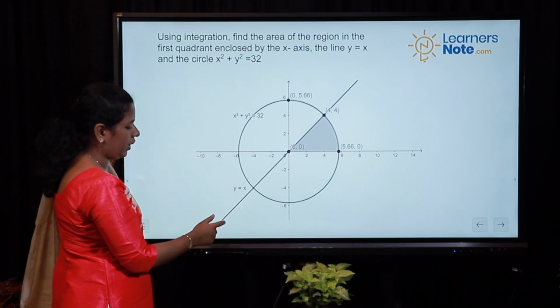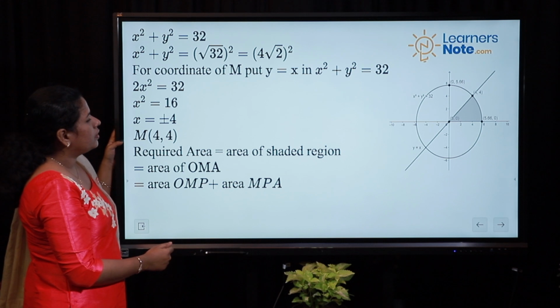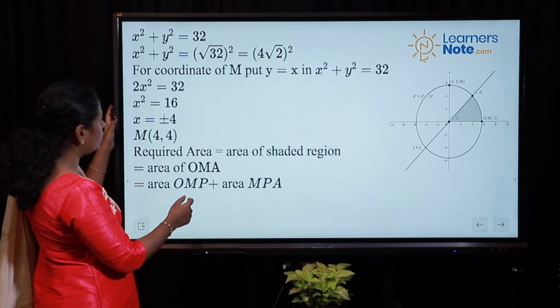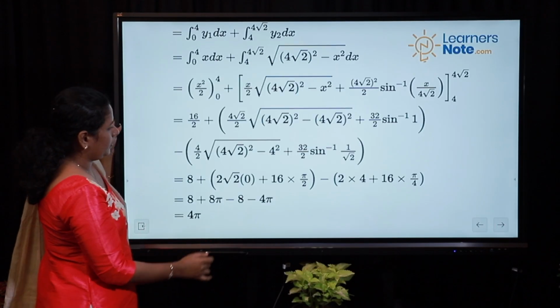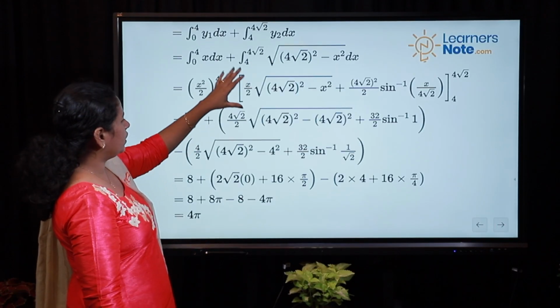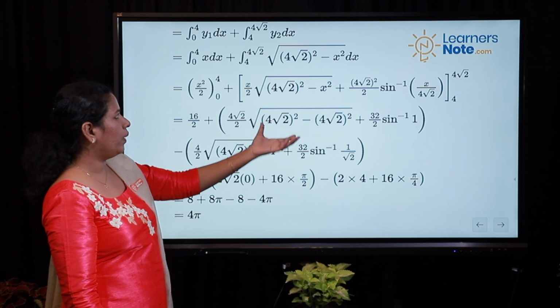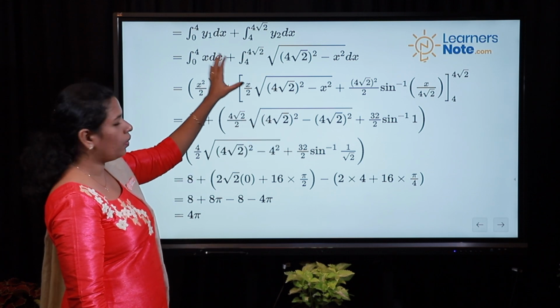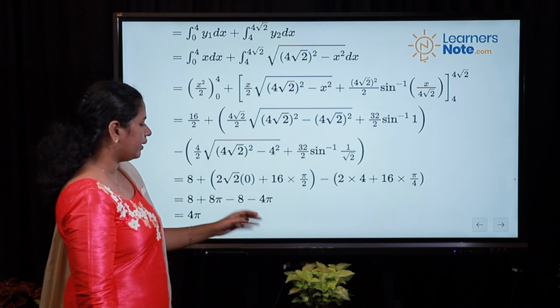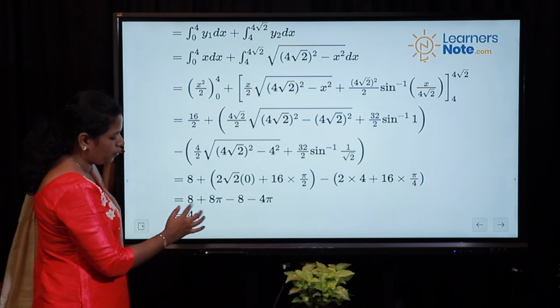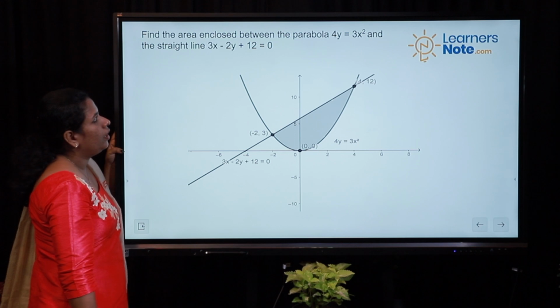After finding this point, we can integrate. The same method. After solving this, you will get the point of intersection. Then, after finding the required region, you can express all the terms with respect to x, I mean in terms of x. Then after integrating it, you will get the area as 4 pi. That is the area.